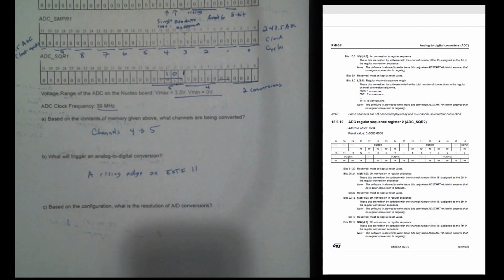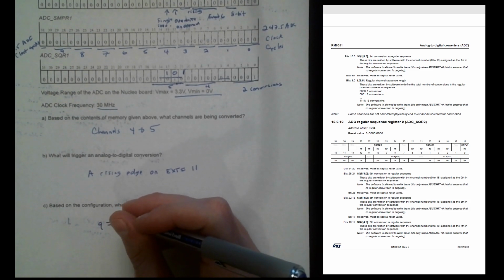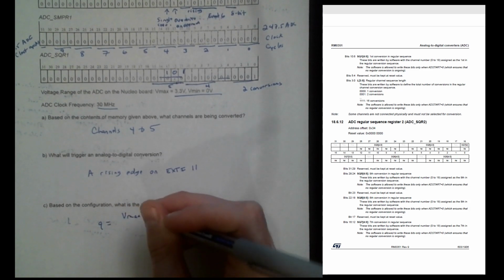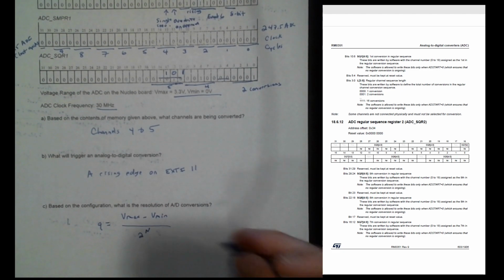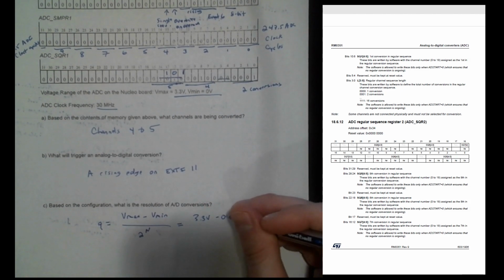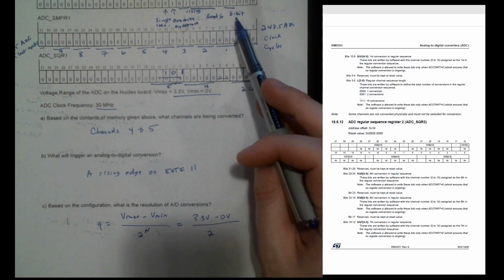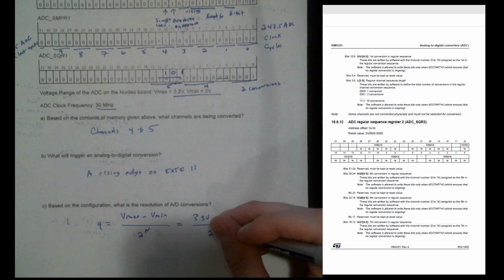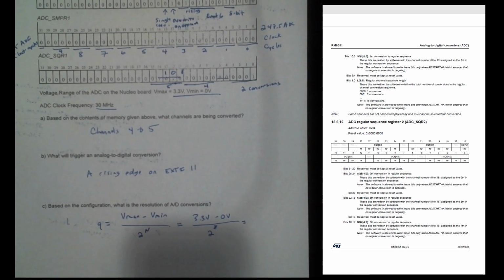For part C, based on the configuration, what is the resolution of A to D conversions? So our resolution equation is Q equals our Vmax minus Vmin over 2 to the n, where n is the number of bits. So we're just going to plug our values in. We've got 3.3 volt max minus 0 volt min over 2 to the, we found that we're using 8-bit conversions in our CFGR register. So we're doing 2 to the 8th, and that's going to be 3.3 divided by 2 to the 8th. Got to run this through the calculator.